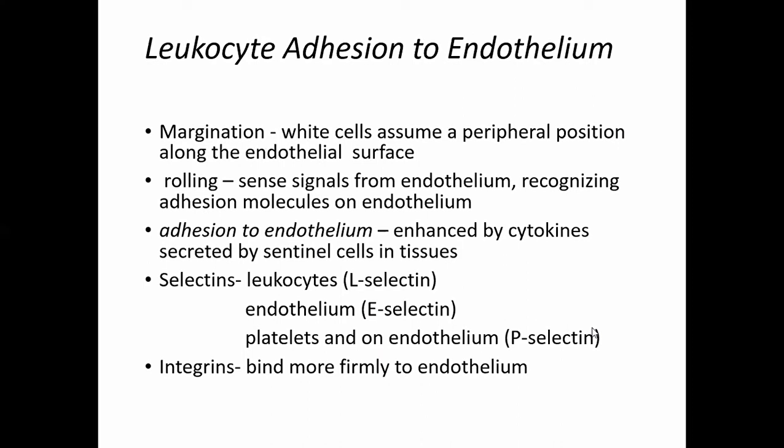So in margination, the white cells assume a peripheral position along the endothelial surface. Then in rolling, they receive signals from the endothelium, recognizing the adhesion molecules on the endothelium. Then adhesion to the endothelium is enhanced by the cytokines secreted by the sentinel cells in the tissues, and the selectins are produced, and then the integrins bind more firmly to the endothelium.